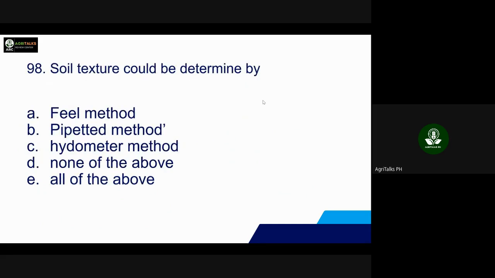98. Soil texture could be determined by blank. A, feel method. B, pipette method. C, hydrometer method. D, none of the above. E, all of the above. The texture could be determined by all of these methods, so all of the above is the correct answer. The feel method is conducted in the field, while the pipette method and hydrometer method are conducted in the laboratory.